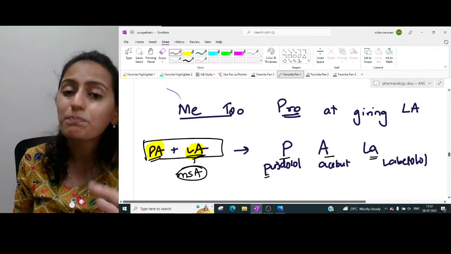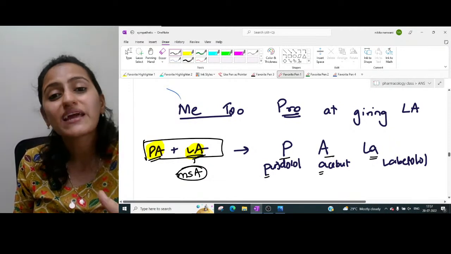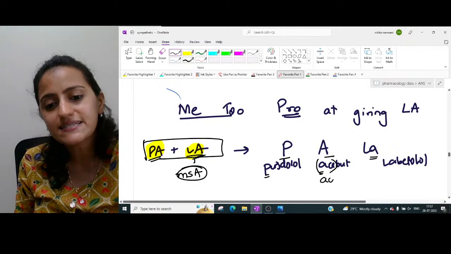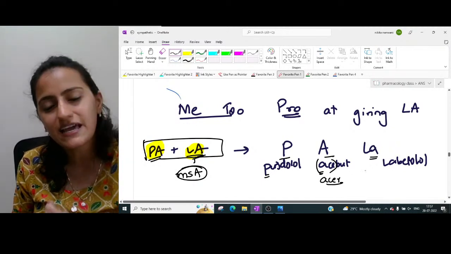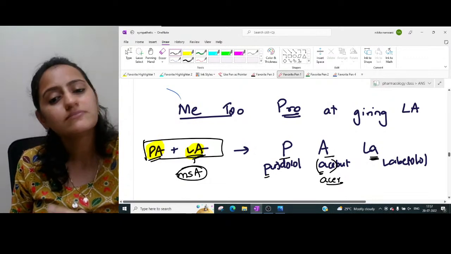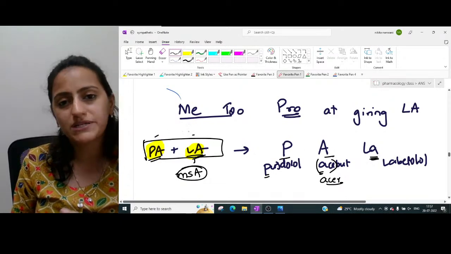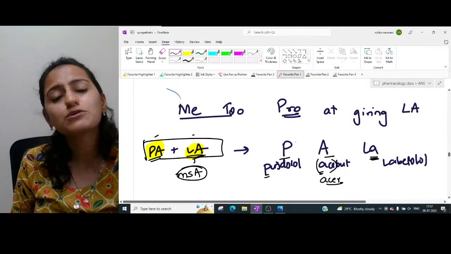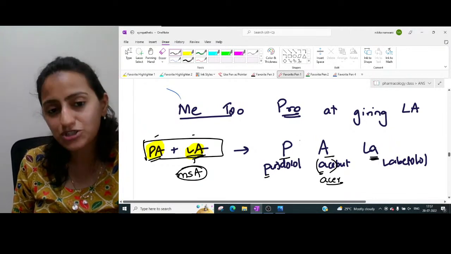P is for pindolol, A is for acebutolol. Remember, ACE is an acer drug, it is present everywhere. MSA also and PA also. Labetalol is the one which has both the properties. So pindolol, acebutolol, labetalol have both the actions.